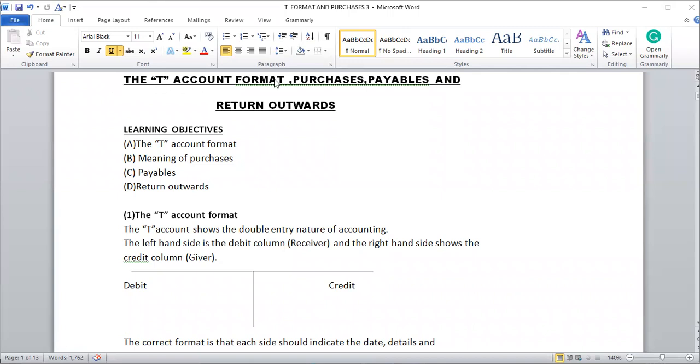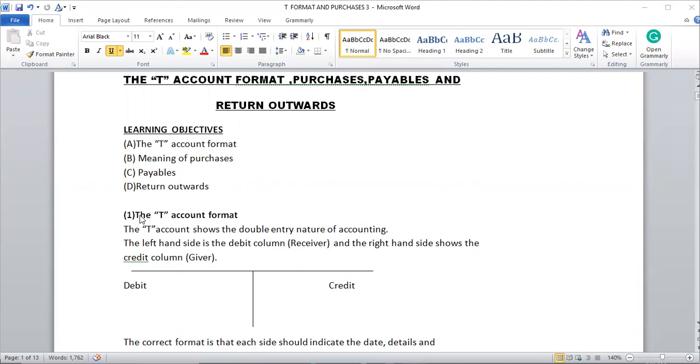The T account format, purchases, payables, and return actual. They are the subjects that we are going to learn today. So our learning objectives are to understand A, the T account format, B, the meaning of purchases, C, payables, and D, return actuals.